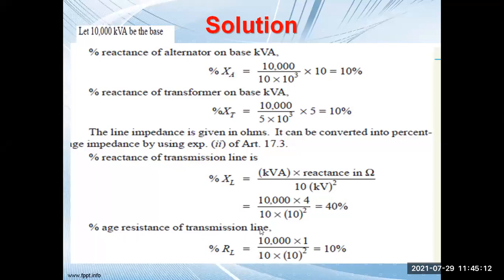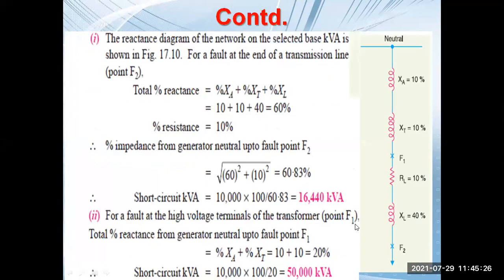Then percentage resistance of the transmission line. This will be kVA into resistance is 1, 10 into 10 square. That is 10%. So now we have got all the reactances of these particular values. So now we need to calculate what is the total reactance.